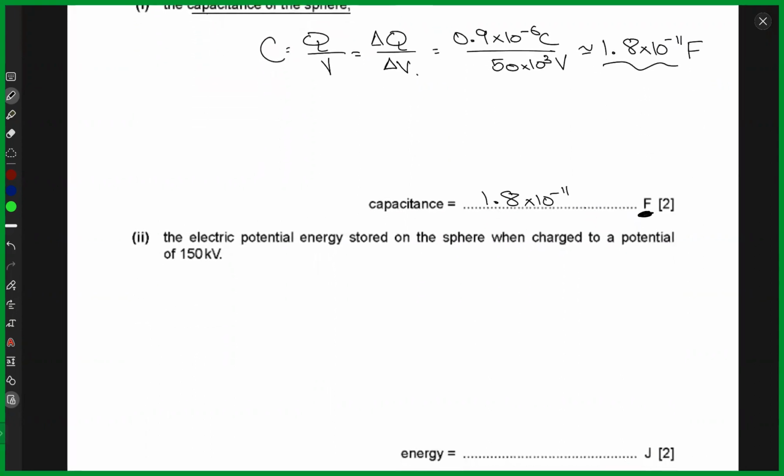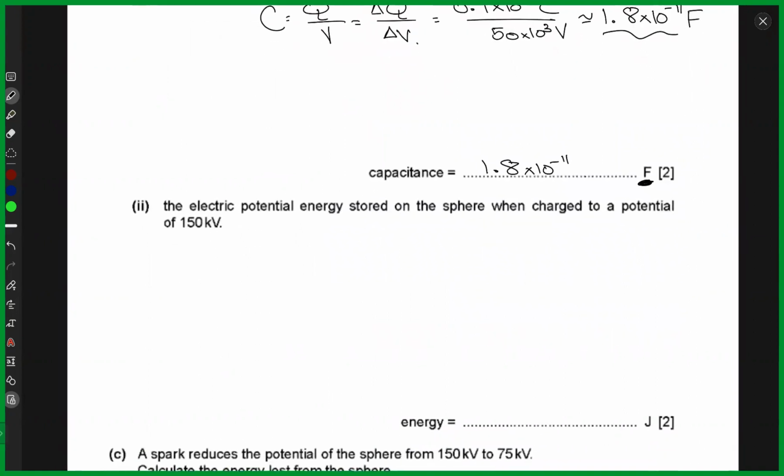So the next part, we have the electric potential energy stored on the sphere when charged to a potential of 150 kilovolts. So remember again, if I'm charging it, it's basically not storing that charge, but it's storing energy. And we want to find out this potential energy that is stored on the sphere when it's charged to a potential of 150 kilovolts. So that's, again, pretty straightforward.